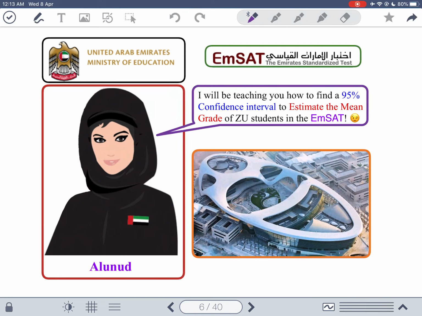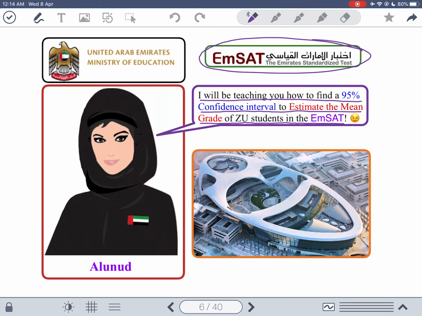Leonids has a task that she wants to do. So she's telling you, I will be teaching you how to find a 95% confidence interval to estimate the mean grade of Zayed University students on the MSAT. Okay, so you know what the MSAT is. This is the MSAT, the Emirates standardized test. And her aim is to approximate or estimate the mean of the grades that students get.